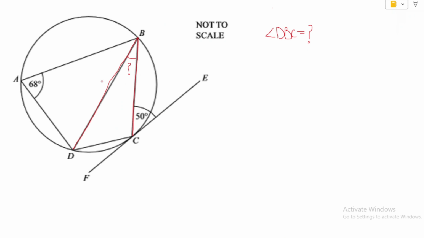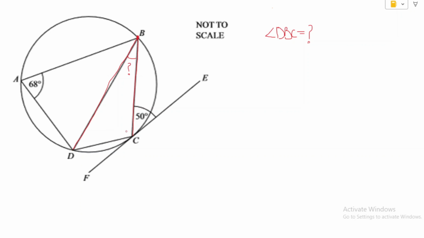Hello, today in this video we're going to talk about how we can find out the measurement of this angle, which is DBC. Whenever you are describing an angle, you need to describe that angle with the help of the arms and the point of their common vertex. So this is going to be DBC.